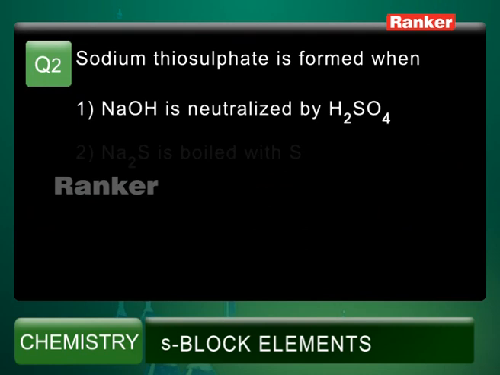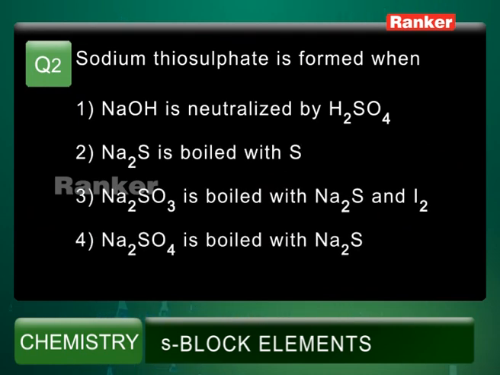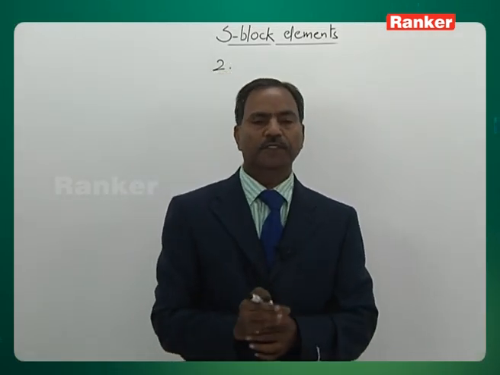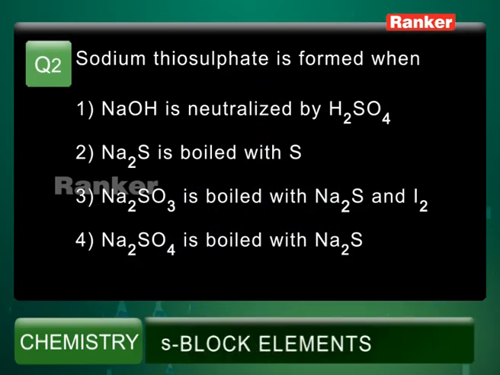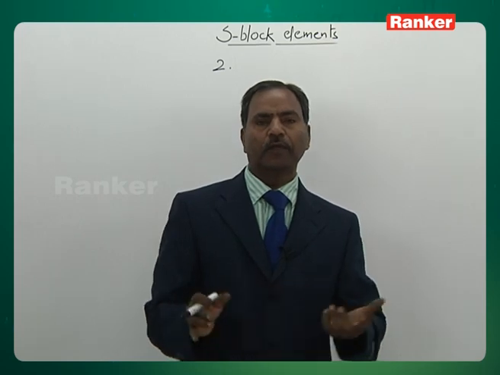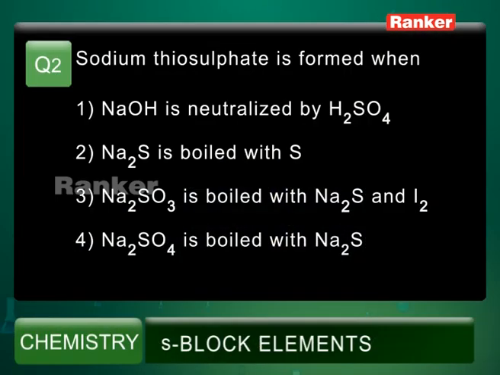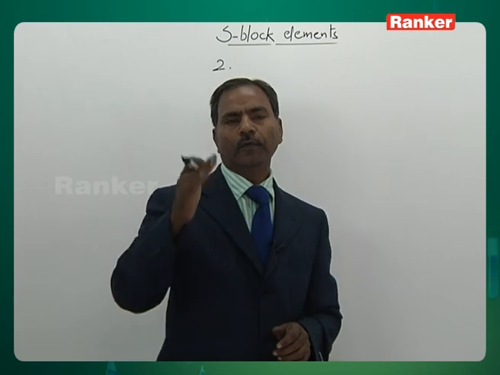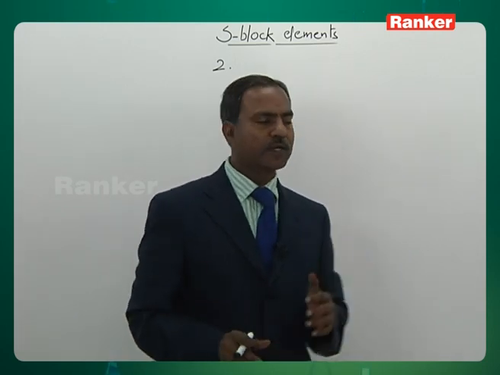Coming to question number 2, sodium thiosulfate is formed when: option 1, NaOH is neutralized by sulfuric acid. No, NaOH and sulfuric acid react to give sodium sulfate. Option 2, Na2S boiled with sulfur. You are not getting sodium thiosulfate on boiling Na2S with sulfur. Option 3, Na2SO3 is boiled with Na2S and I2. Option 4, Na2SO4 is boiled with Na2S. Option 3 is commonly known as Spring's reaction.